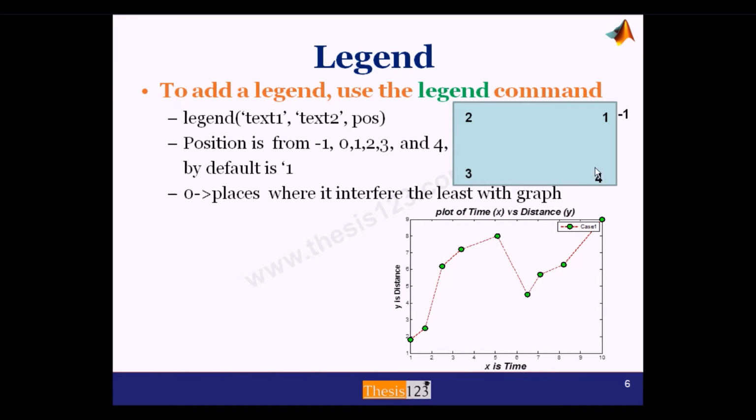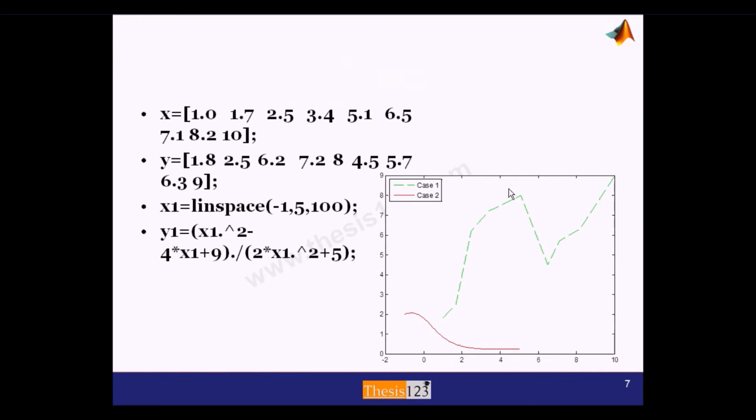and position 4 here. And if you have a number of plots and you don't want to place the legend inside the plot, then you can use -1 in the position place. Then all the text will go outside. Or sometimes you can also use position 0, which is best fit, so that it does not interfere with the current plots in the figure. Let me take one example for this.